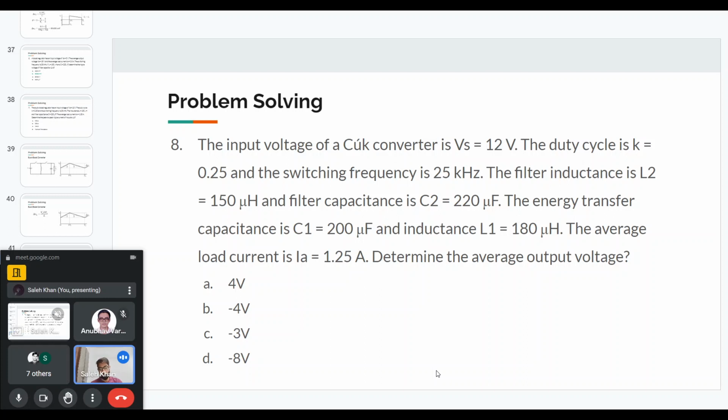You can focus on what the question is asking, and then try to see what information is required. You are just asked to find the output voltage.